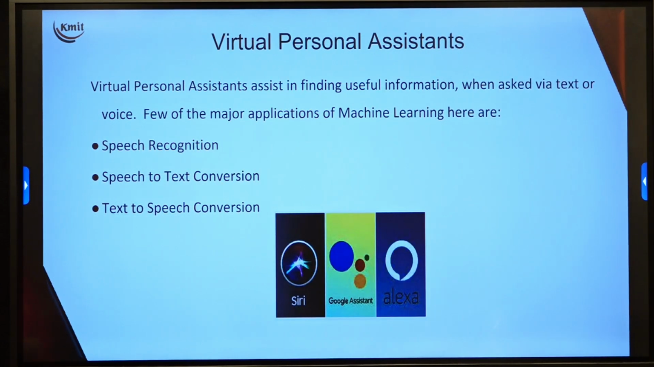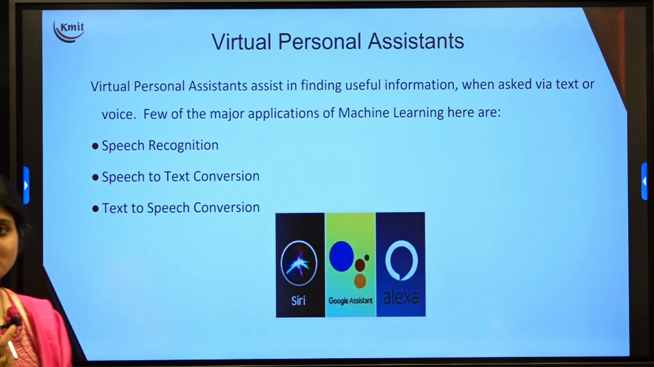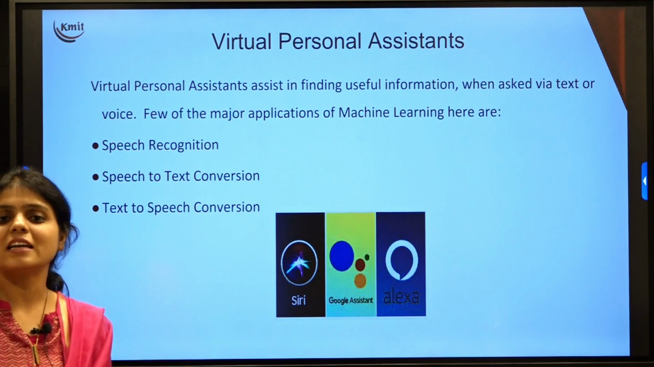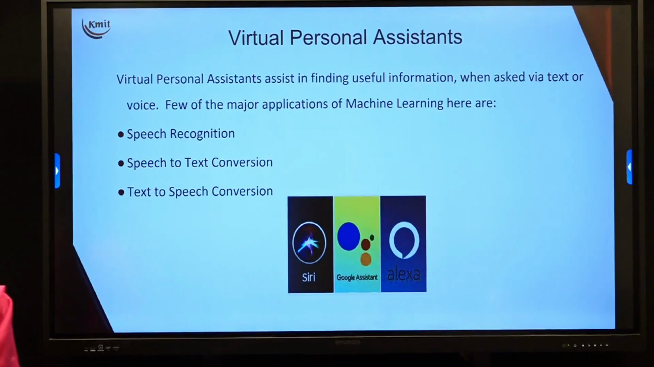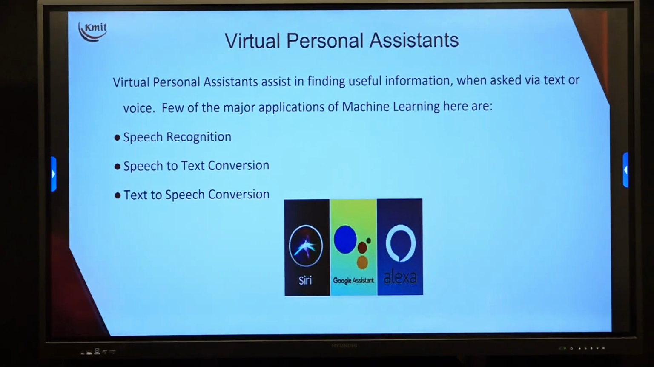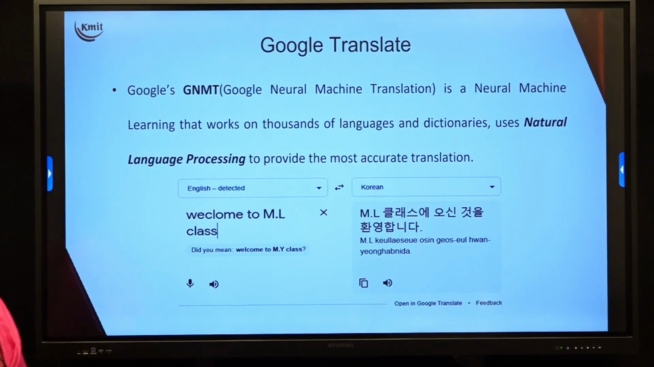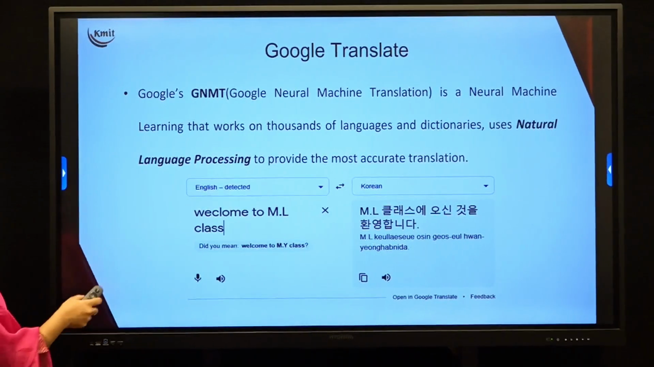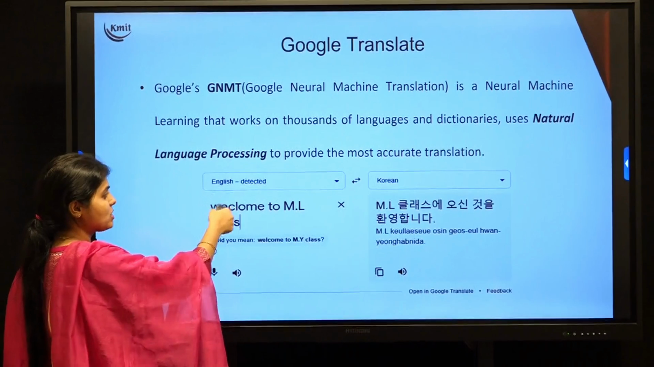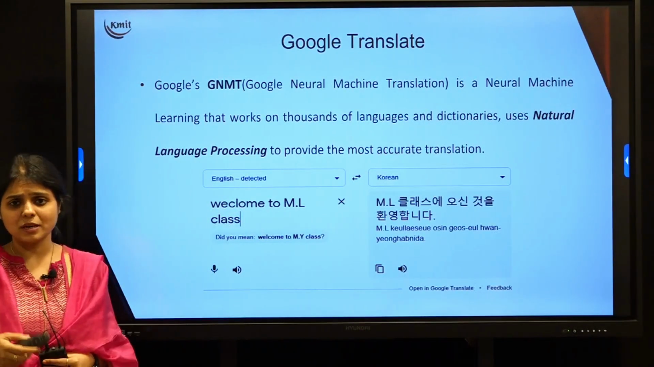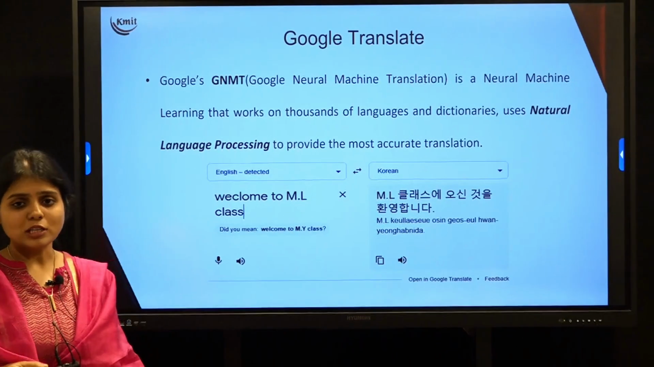And then virtual personal assistants. We use Siri and Alexa everywhere, right? For Siri and Alexa, there is speech recognition, speech to text conversion, understanding a language and then producing the results. So this is also an application of machine learning. Google Translate: here I say, welcome to machine learning class, and I want to convert this into some other prescribed language. So this is also a machine learning task.